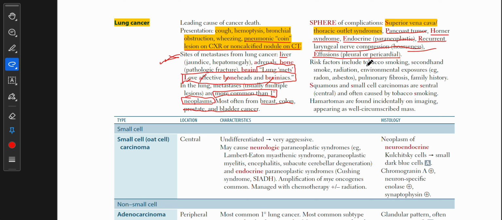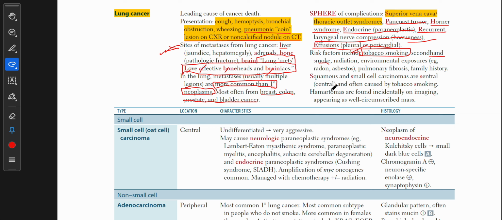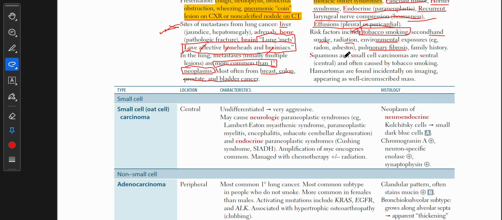So risk factors include tobacco smoking, obviously, and secondhand smoke or passive smoking is also a risk factor. Smoke from a campfire can also be a risk factor, and radiation and also environmental exposures like radon and asbestos. There is a risk of mesothelioma, and also other lung cancers like bronchogenic carcinoma. Bronchogenic carcinoma is more often due to asbestos than mesothelioma.